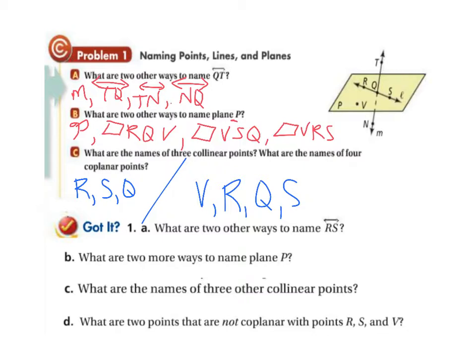All right, so the next thing is a Got It section, and that Got It always is where you're going to practice on your own. So I'm going to give you a minute, see if you can answer these questions here, and then when you're done, you can start the video back up again. So go ahead and take a minute and pause it. Make sure you know how to do those 4 before we move on. Pause your video.